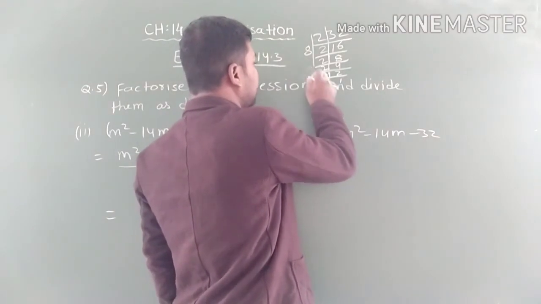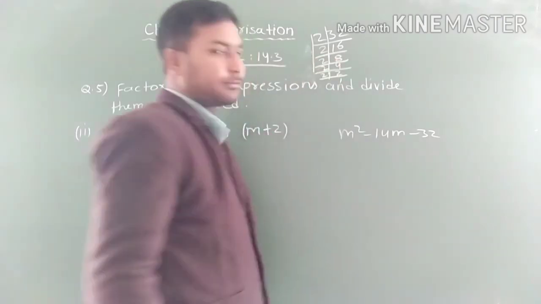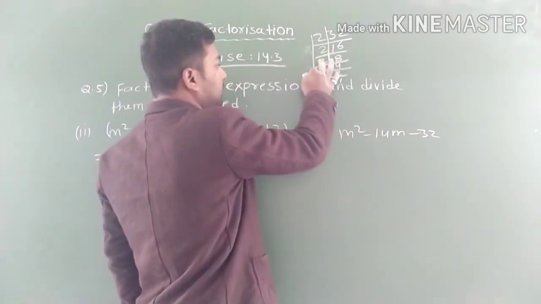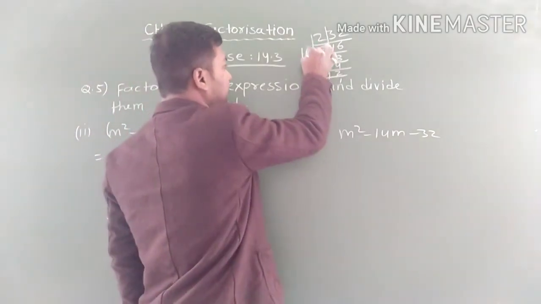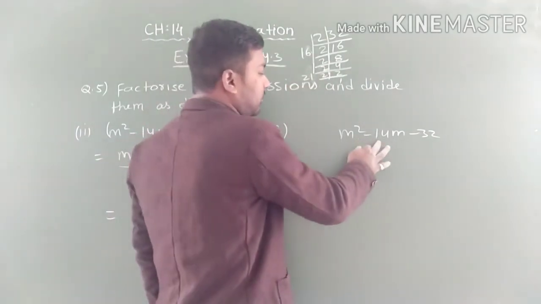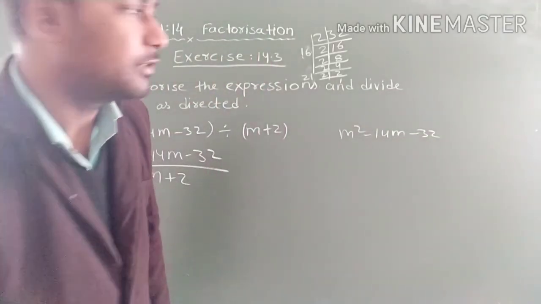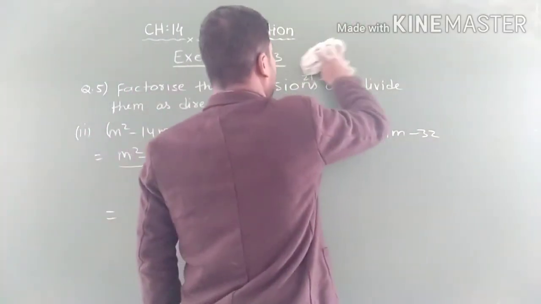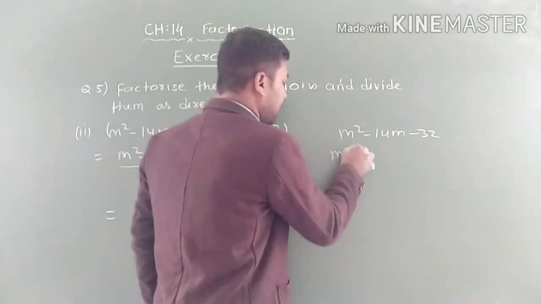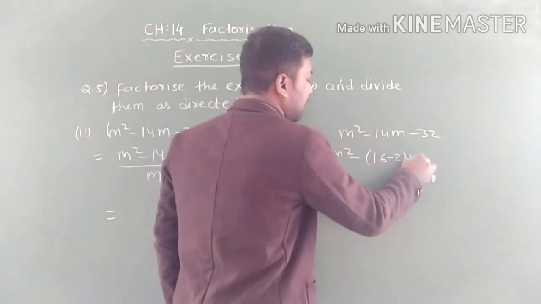So we can take 4 terms together. So 2 twos are 4, 4 twos are 8, 8 twos are 16. So it will be 16, and this is 2. So 16 minus 2, that is 14, and 16 twos are 32. So the numbers are 16 and 2. So we can write m square minus, at the place of 14, we can write 16 minus 2, m minus 32.